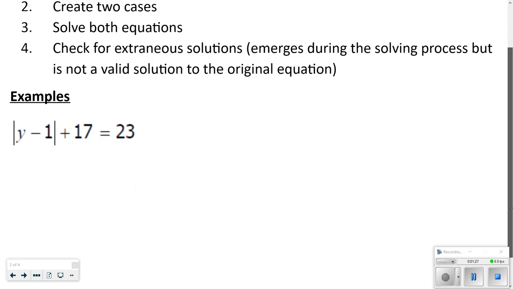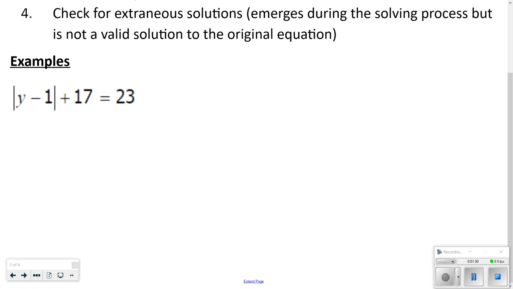Okay, so let's take a look here at our first example, and we said that we have to get the absolute value expression by itself. The absolute value expression is the absolute value bars and everything inside of it, not the plus 17. It's on the same side as the absolute value expression, but it's not actually part of that expression. So we need to subtract 17 from both sides first before we can continue. So we have the absolute value of y minus 1, and then if we subtract 17 from both sides, that's going to be equal to 6.